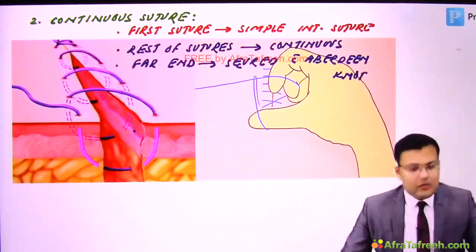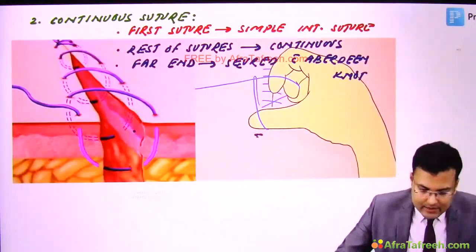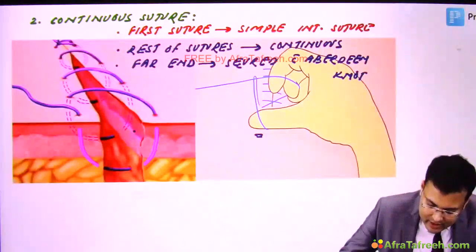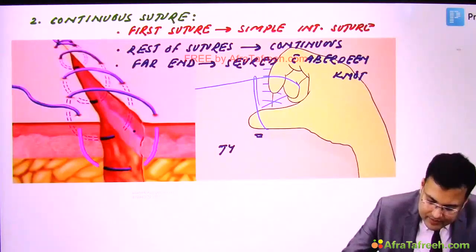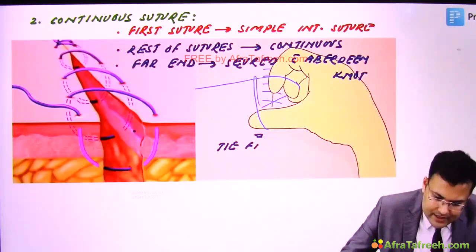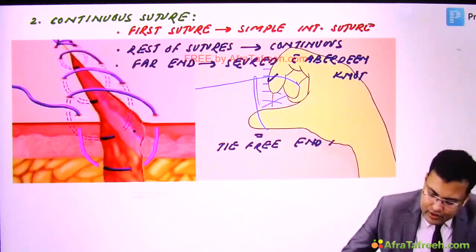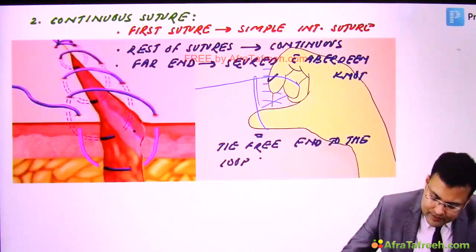Clear? So what happens here? You can see this is the Aberdeen knot, and in this Aberdeen knot we tie the free end to the loop of the last suture. So tie the free end, can you see here? Free end to the loop of the last suture.